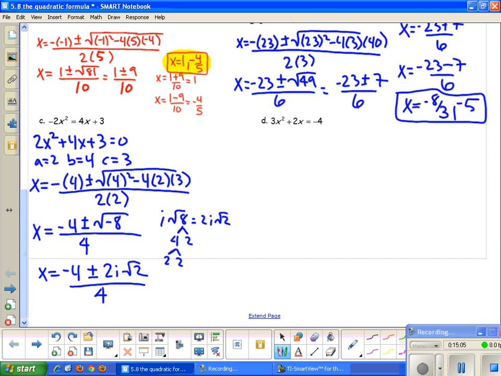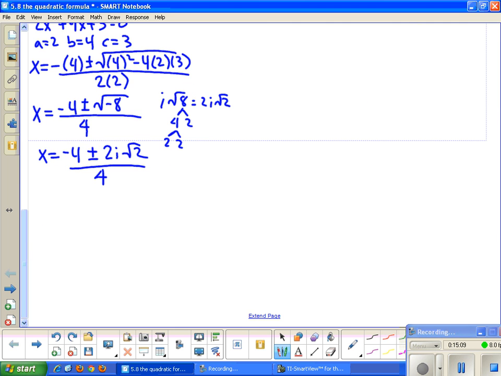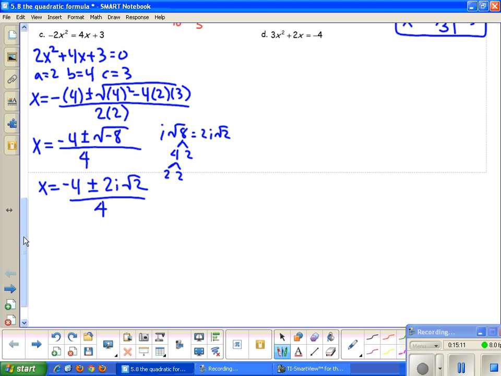All over 4. And of course, if you look at this, I know I can simplify because 4 goes into 4 and 4 goes into 2. Since it can go into 2 only twice, I'm going to simplify it by 2. So when I do that, I end up with x is equal to negative 2 plus or minus i root 2 over 2. And I can't simplify anything because those aren't like terms.